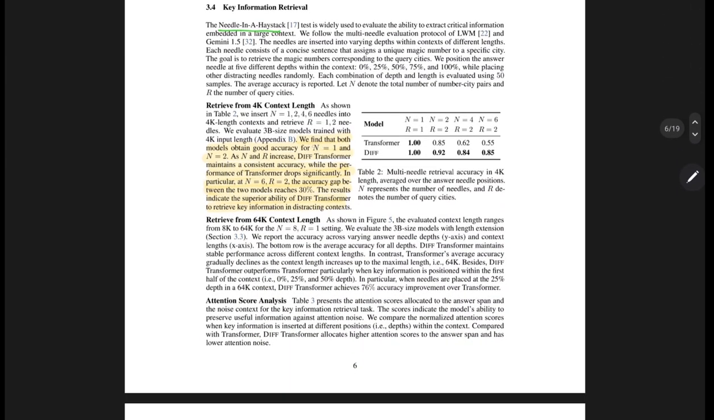They are saying that both models have good accuracy for n equals 1. What is n here? n equals 1, 2, 3, 4, 6 needles in 4K context length with retriever 1 to 2 needles. So you can see a clear winning of differential transformer over transformer.